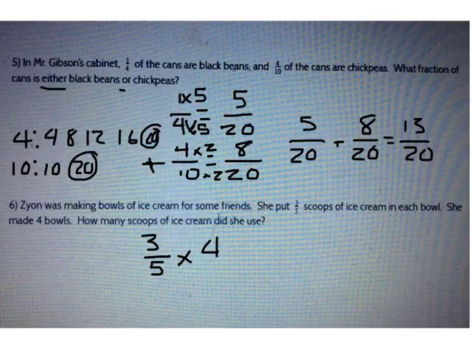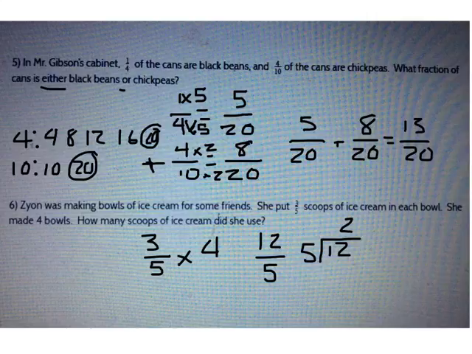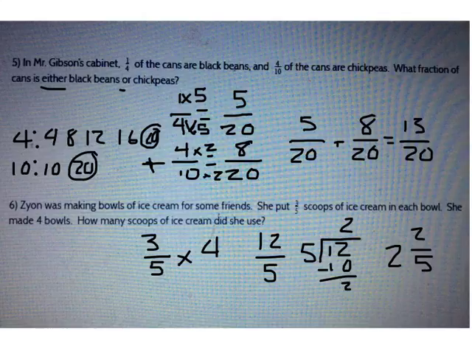When I multiply 3/5 times 4, what's the resulting improper fraction? Well, 3 times 4 is 12, and the denominator stays 5. It's 12/5. I'm not finished. I need to change that into a mixed number. When I divide to change 12/5 into a mixed number, what's the result? Well, 5 goes into 12 two times, with 2 left over. So the answer is 2 and 2/5.